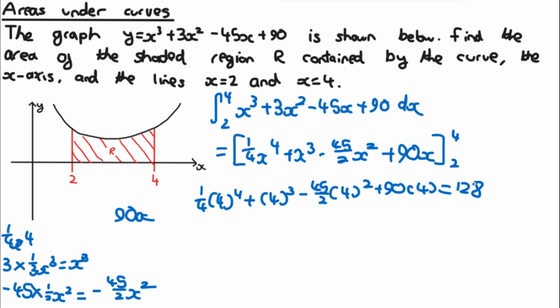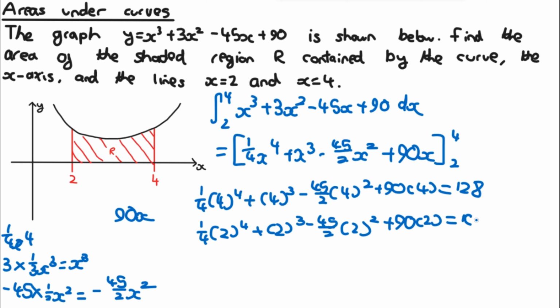that's equal to 128. And then you sub in 2, and that's going to be equal to 1 over 4, 2 to the power of 4 plus 2 cubed minus 45 over 2, 2 squared plus 90, 2, and if you put that into a calculator, that is equal to 102. So therefore this is going to be equal to what happens when you sub in 4, which is 128, minus what happens when you sub in 2, which is 102, and that is equal to 26.